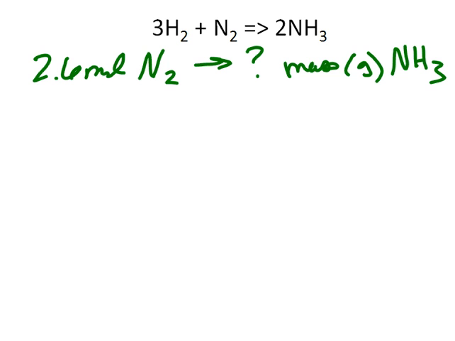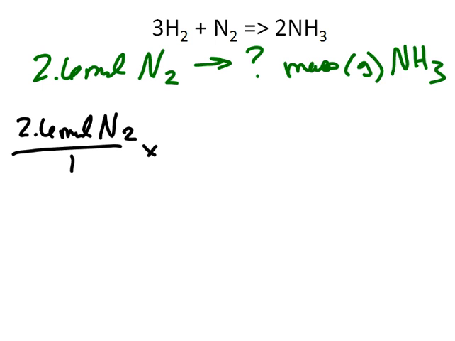Okay, so 2.6 moles of nitrogen is going to produce how many grams of ammonia? That's what I want to find out. So I'll start with what I'm given, which is 2.6 moles of nitrogen. Put it over 1. Then I need to use a molar ratio here because I've got to get to moles of ammonia before I can get to grams of ammonia. Moles is going to be your bridge.